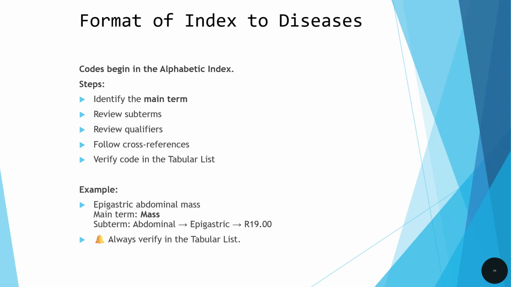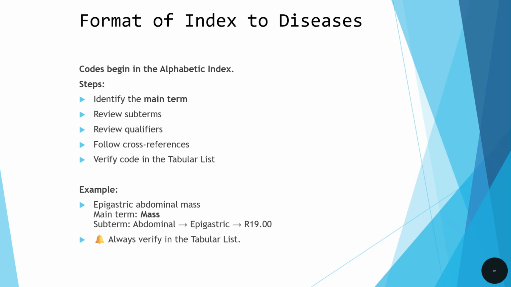Okay, so to further specify this code, because you got to code to the highest degree of specificity. So you look up mass, and then the next term is going to be your subterm, which is the abdominal. And then you have a qualifier here, which is epigastric, and you get the code R19.00.